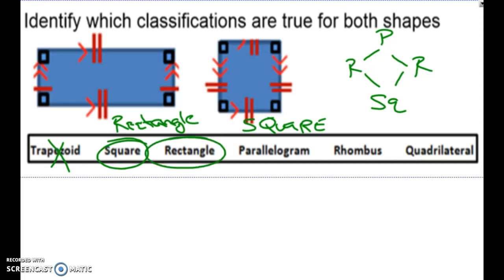Are they both parallelograms? Yes, because they have two sets of parallel sides, and again, that's part of the family tree. Are they both rhombuses? Well, I know a square can be a rhombus, but can a rectangle be a rhombus if we go straight across? No, it is not a rhombus. And yes, they are both quadrilaterals because they have 4 sides.